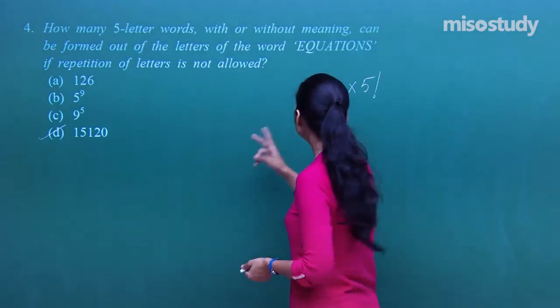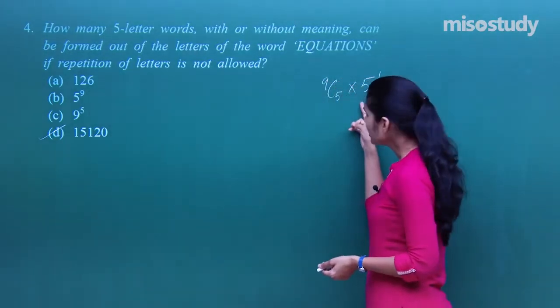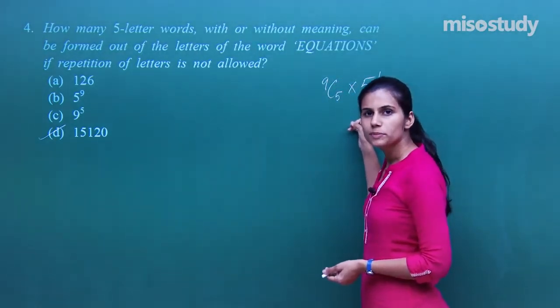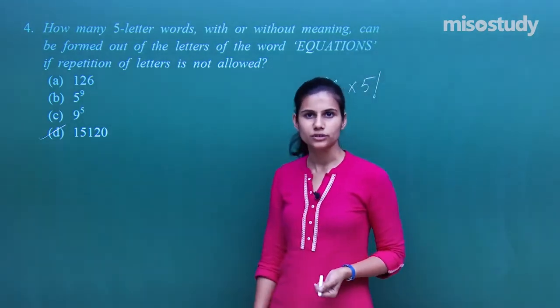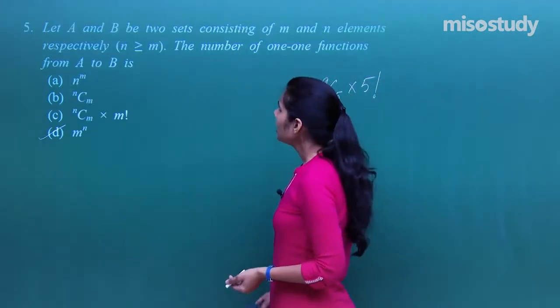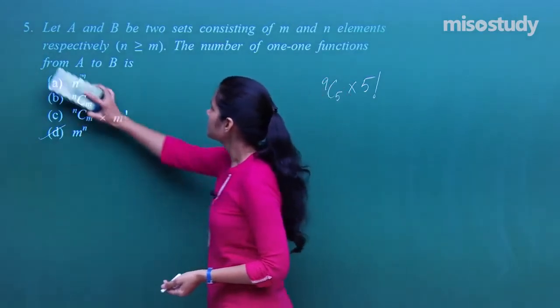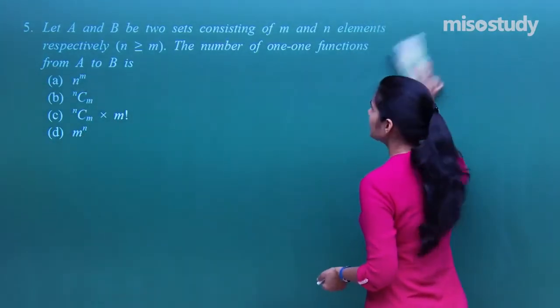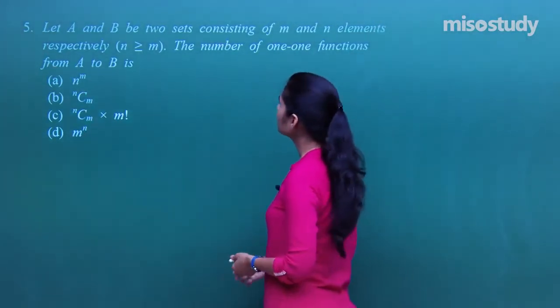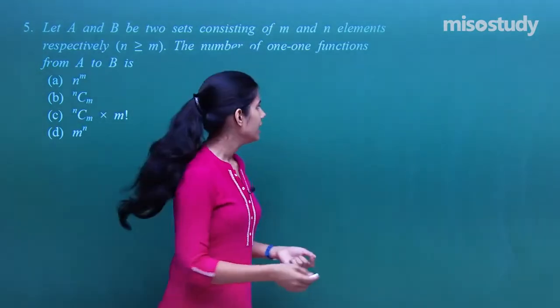So 2 jobs were there. First you select 5 letters, then you arrange those 5. Both the jobs need to be performed, so multiplication rule came into action. Then you have, let A and B be 2 sets consisting of m and n elements respectively. The number of one-to-one functions from A to B are how many?